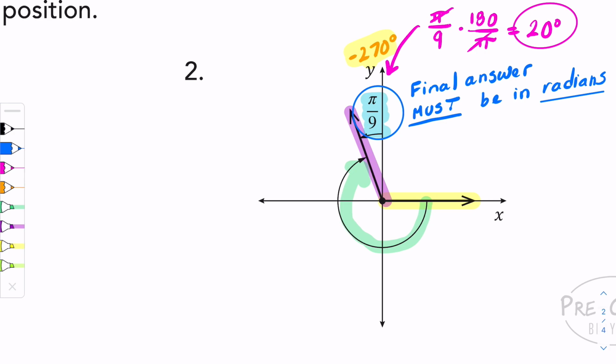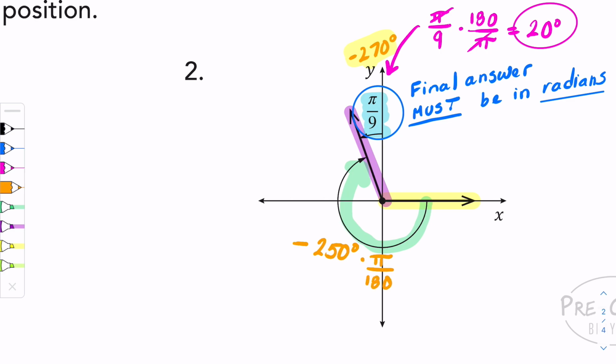So I'm just going to do that in my head. 270 minus 20 is 250. So that is telling me that this angle is 250 degrees. I need to add a negative sign to indicate the direction. The direction moves clockwise, so negative 250 in degrees. But I'm not done because my final answer needs to be in radians. So now I'm going to multiply this by pi over 180.